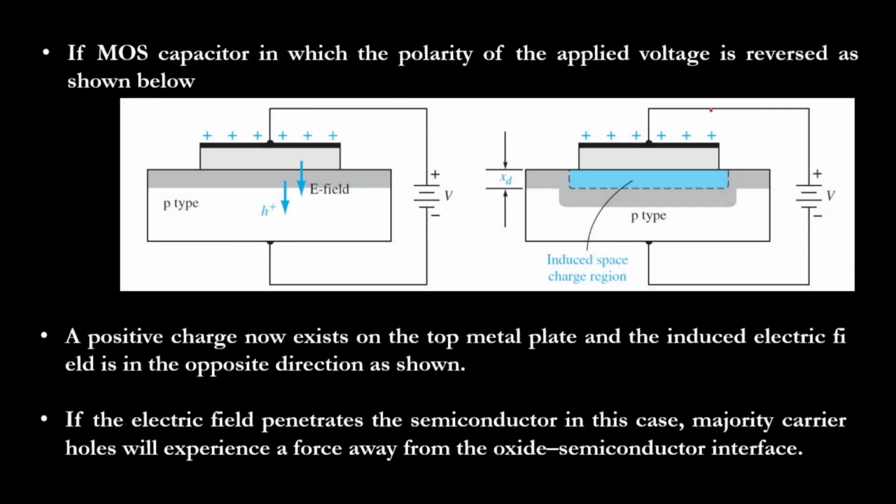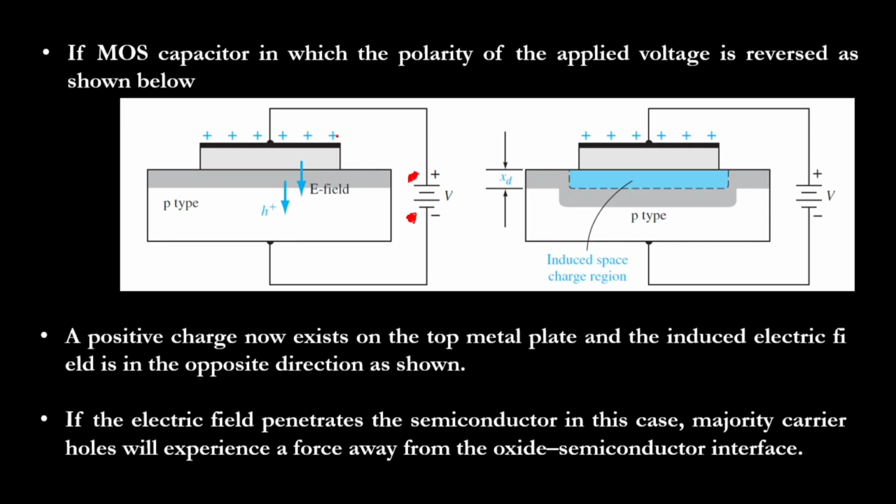And if I inverse the polarity, what will happen? Before it was negative here and positive here. Now I reverse the polarity. Positive charge is applied to the metal layer, and the other side is connected to the semiconductor. What will happen here?